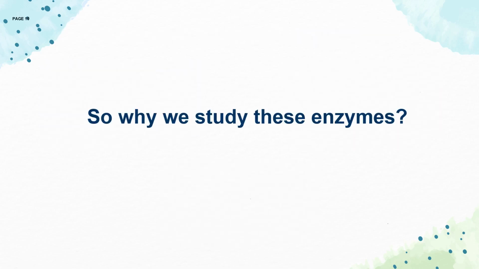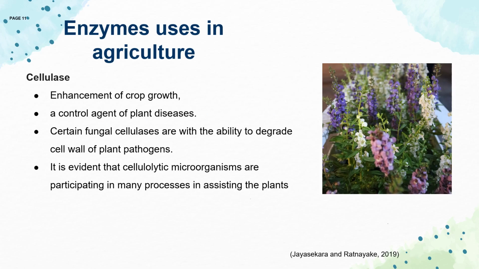So why do we study these enzymes specifically from endophytes? These enzymes are very useful in agriculture. First of all, cellulase. Cellulase helps to enhance crop growth by breaking down some of the cellulose bonds inside the plant cell so that the cell can enlarge in size. It is a control agent of plant diseases, where the combination of cellulase, hemicellulase, and pectinase are broadly applied. Certain fungal cellulases are able to degrade the cell wall of plant pathogens. It is evident that cellulolytic microorganisms participate in many processes in assisting the plant, such as rhizosphere soil decomposition, increasing the availability of nutrients for the plant, controlling plant pathogens, facilitating root colonization, and penetration of cereal crops, improving yield and nutritional contents.